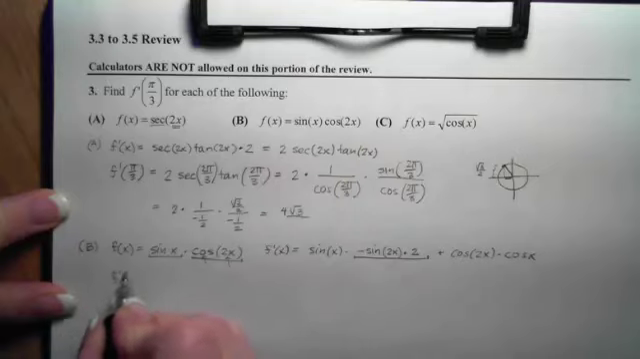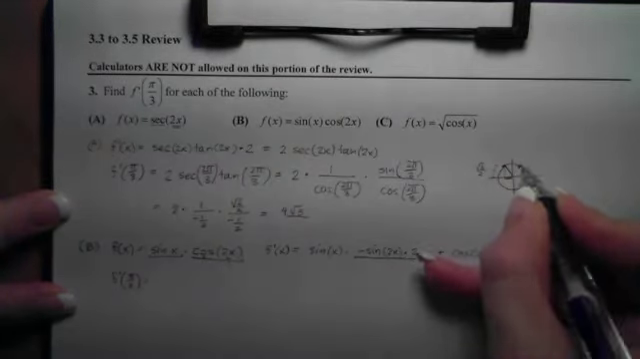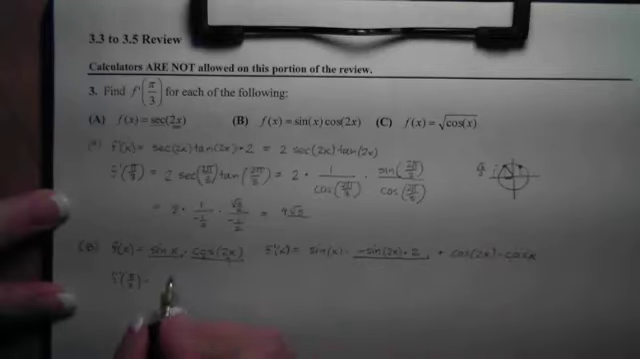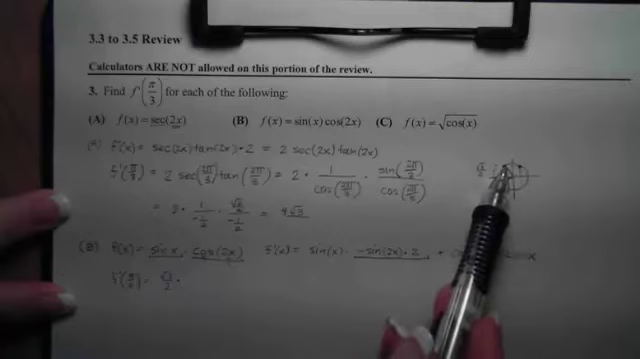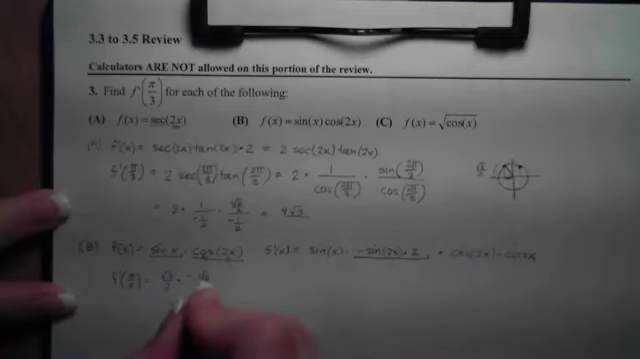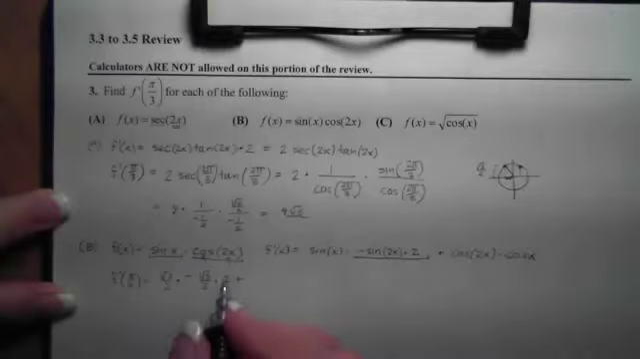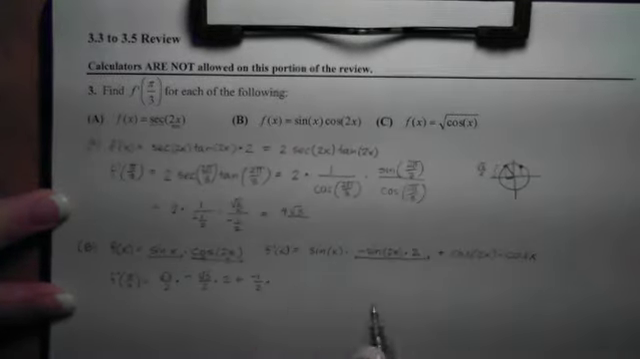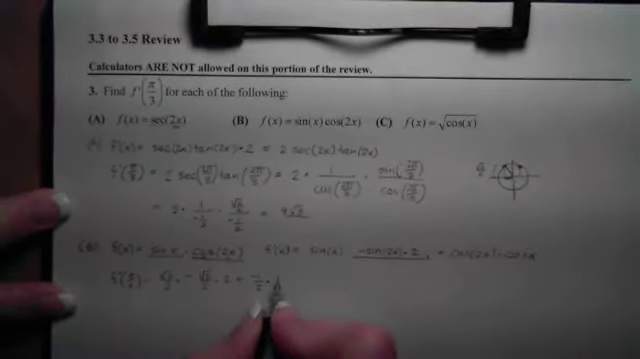So I will plug in pi over 3. That gives me the sine of pi over 3. Again, let's go back to our unit circle. Pi over 3 is here. So the sine of it is the y coordinate, which is root 3 over 2, times the sine of 2 pi over 3. That's over here. That will be a negative root 3 over 2 times the 2, plus the cosine of 2 pi over 3, which we saw up here was a negative 1/2, times the cosine of pi over 3, which is a positive 1/2.